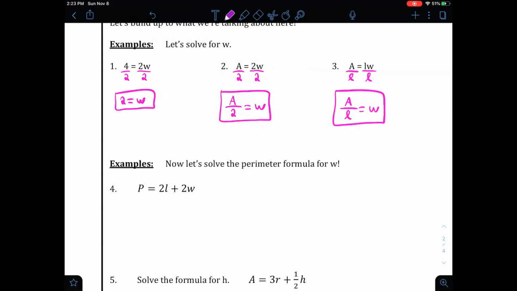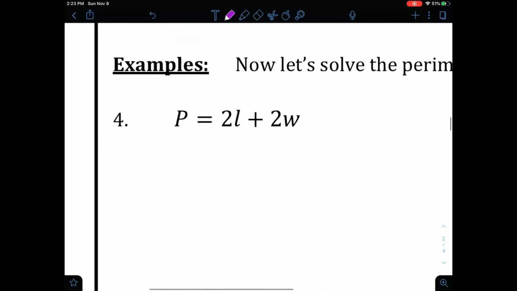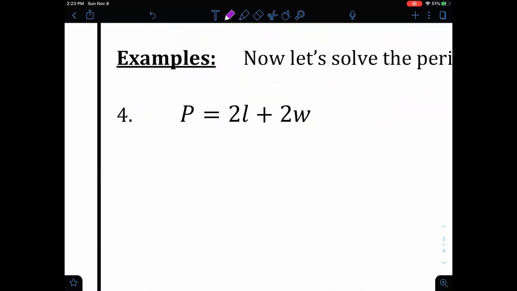Okay, examples. Let's solve the perimeter formula for W. So I want to solve for W, right? I want to get W by itself. So if I have P equals 2L plus 2W, let's just change this. Let's say we had 20 equals 2 plus 2W. Okay, we're switching it up a little bit to illustrate this.